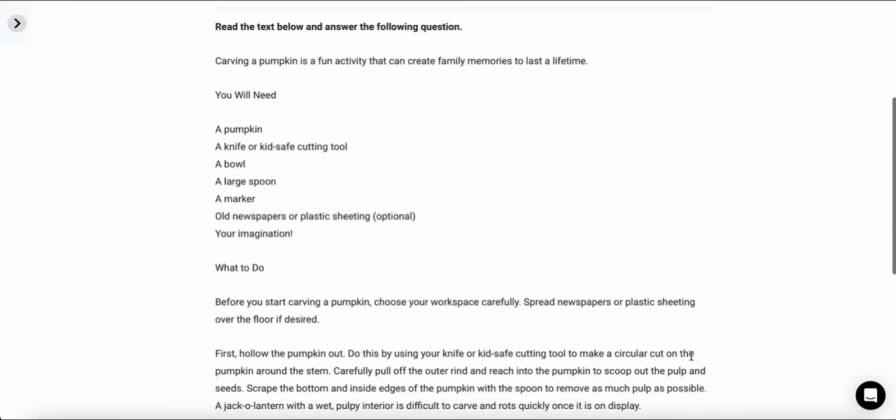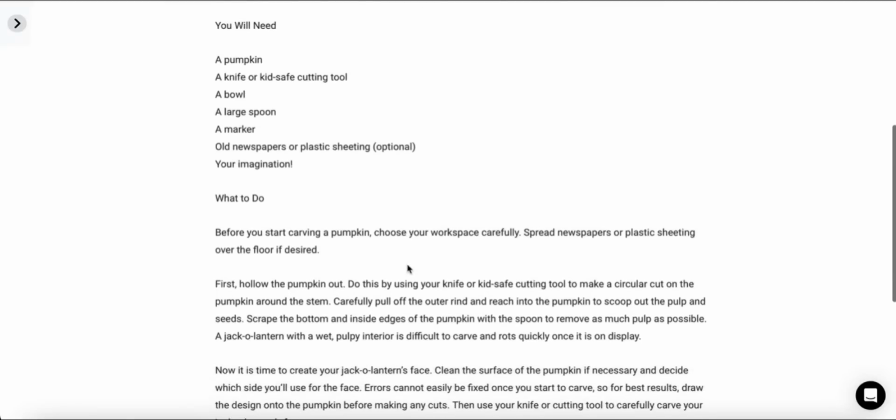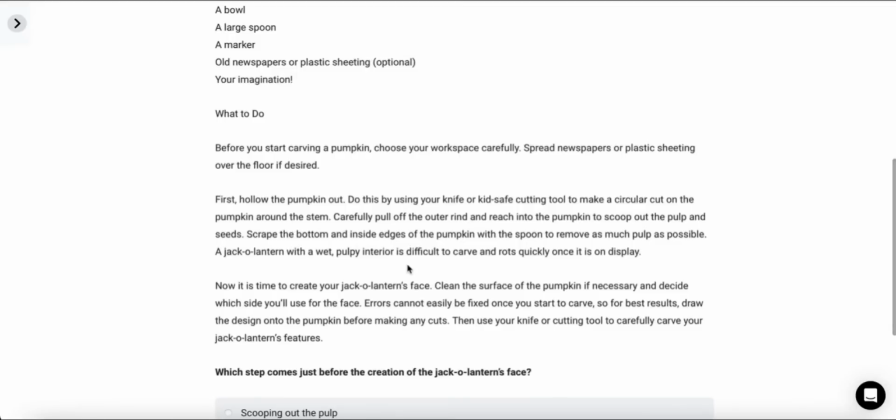Read the text below and answer the following question. Carving a pumpkin is a fun activity that can create memories to last a lifetime. You will need a pumpkin, a knife or kid-safe cutting tool, a bowl, a large spoon, a marker, old newspapers or plastic sheeting, optional, your imagination. What to do? Before you start carving a pumpkin, choose your workspace carefully. Spread newspapers or plastic sheeting over the floor if desired.